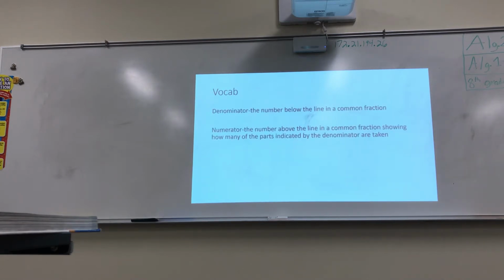Okay. Denominator is the number below the line in the common fraction. So if you had like 1/2, 2 would be the denominator. Numerator is the number above the line in a common fraction, showing how many of the parts indicated by the denominator are taken.